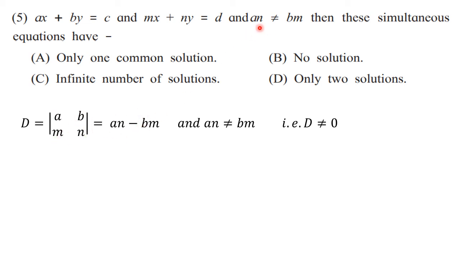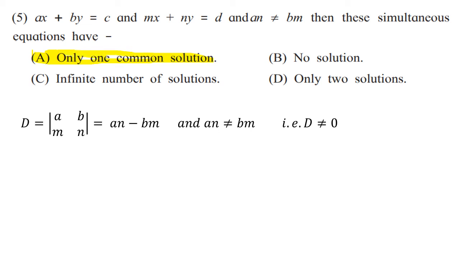But they have provided here AN is not equal to BM. So if AN is not equal to BM, it indicates that D is not equal to 0. Because if it is equal, then AN minus BM will become 0, which is not possible in case of Cramer's rule or whenever we want to find out the common solution. So here, when it is given that AN is not equal to BM, it indicates that the value of D is not equal to 0. And therefore, we can say that these equations have only one common solution. So this is your correct answer.